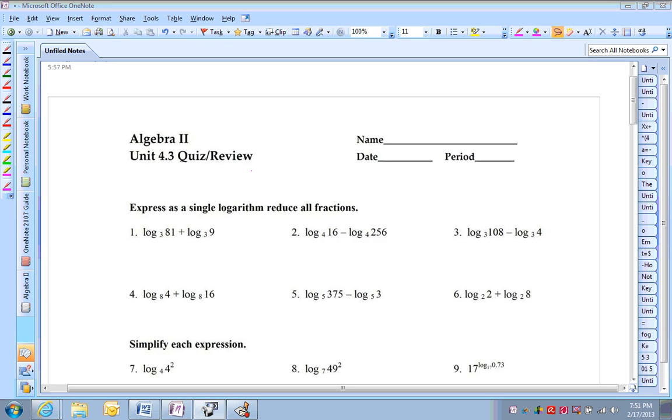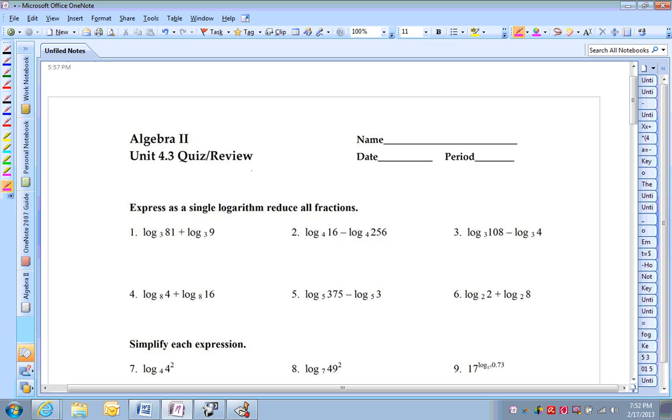The first part of this review is on another video where I worked through the quiz problems that I had assigned. So this is going to cover all the other problems that were not covered on the first part of the review. In problem 2, they're asking us to write in a single logarithm and reduce all fractions.